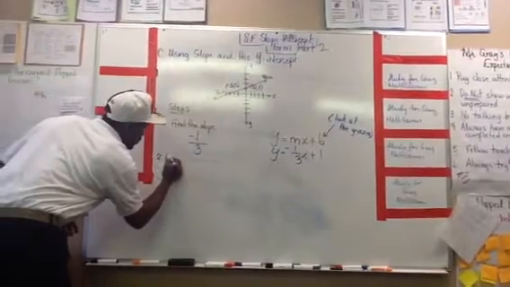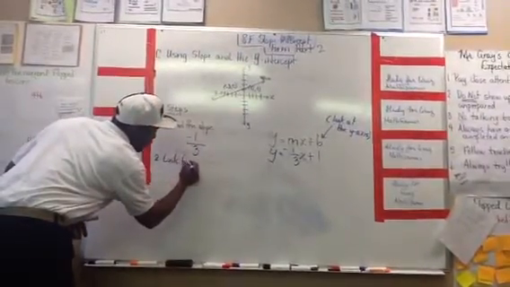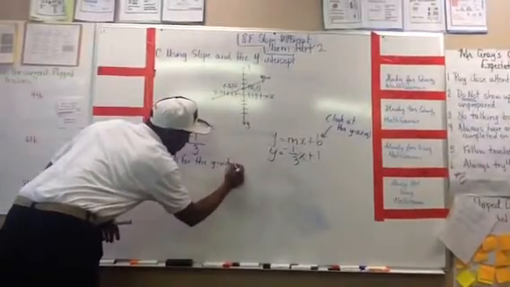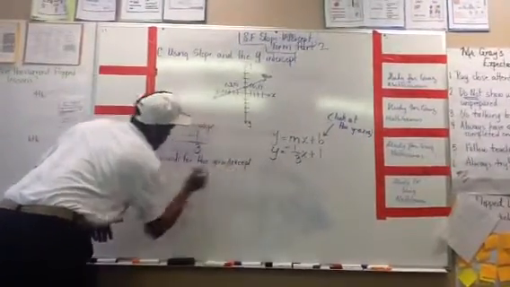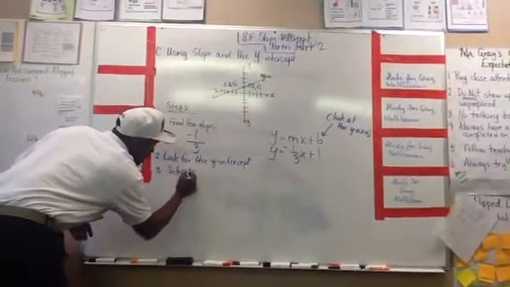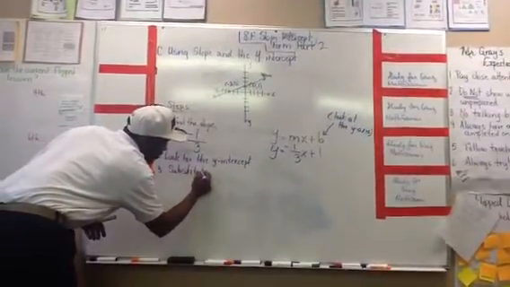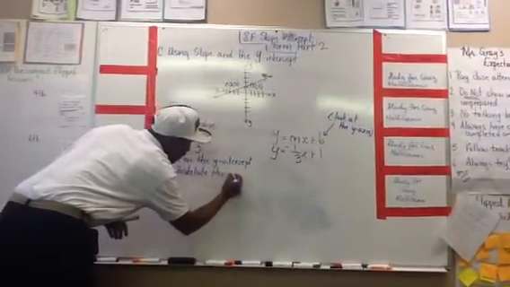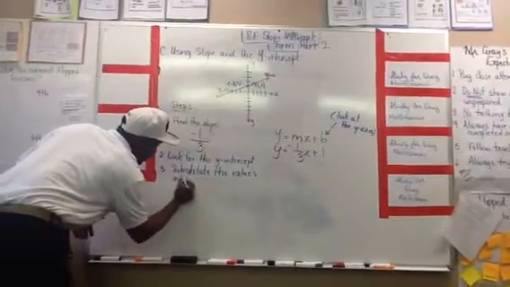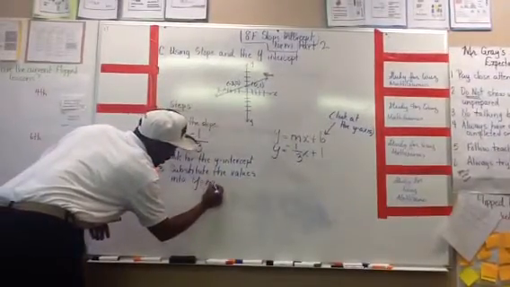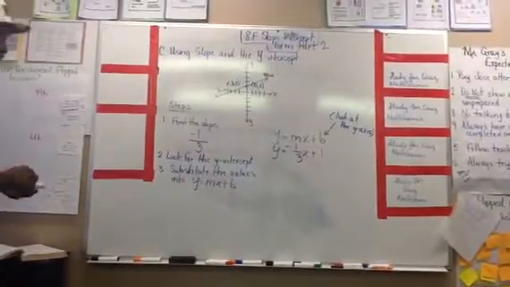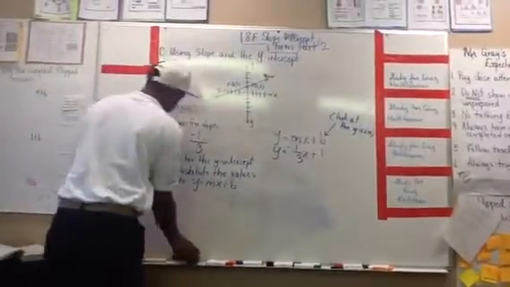So step 2 would be to look for the y-intercept. And step 3 is substitute the values into y equals mx plus b. Okay? Let's talk about D.